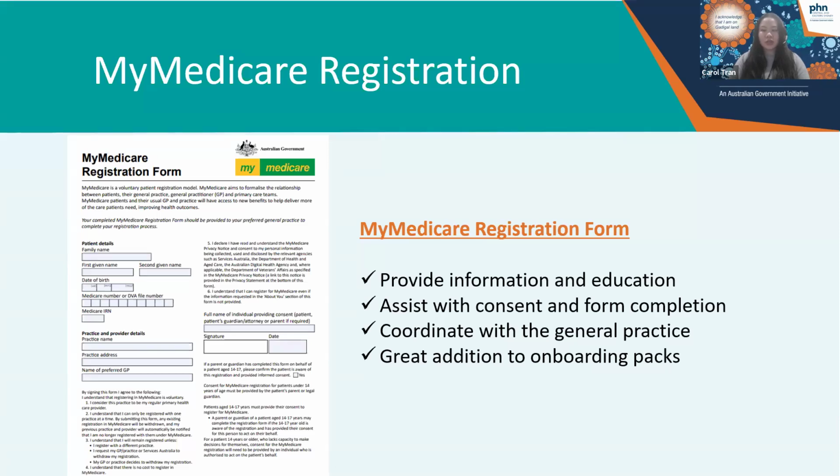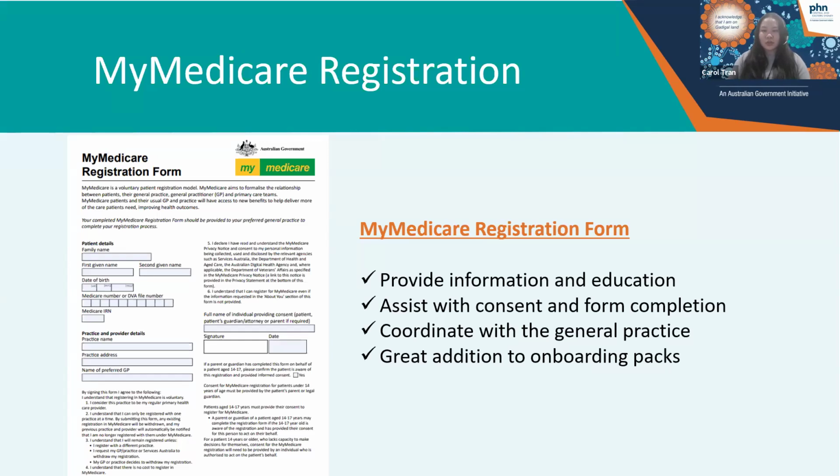So this includes ensuring the resident understands and can give informed consent. If this is not the case, you may need to involve their substitute decision maker or enduring guardian. You may also need to provide residents or their families with the registration form. Actually, it's quite a good idea to integrate this form into your onboarding packs to make the process easier and obtain signatures and consent in the one go.